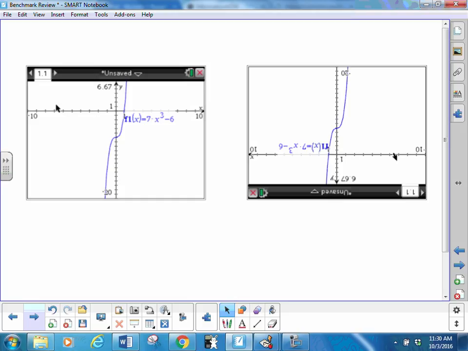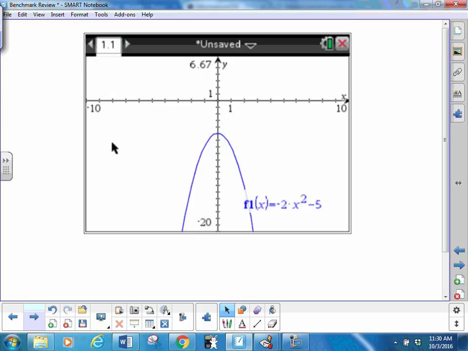You're right. You're absolutely right. Yeah. So it just kind of depends on how you want to look at it. I think this one is even. The symmetry around the y-axis. See that?